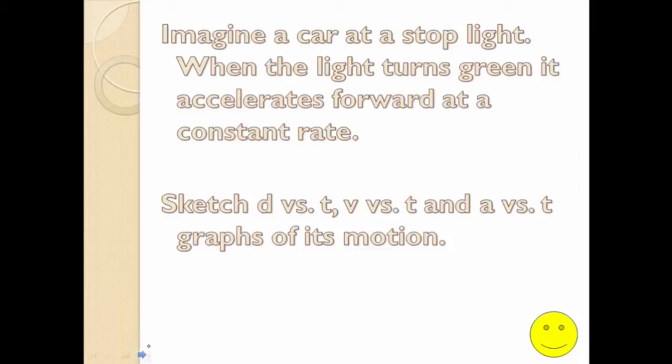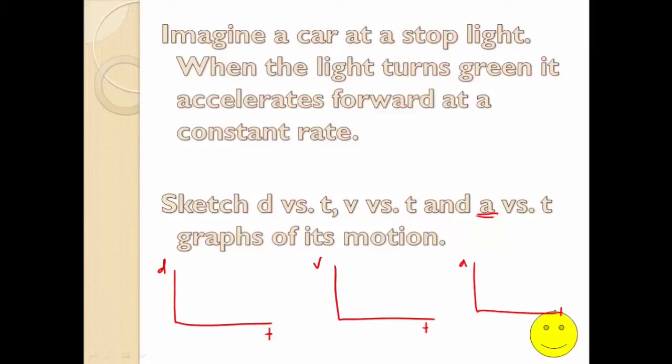So let's take a look at something like this. Imagine a car at a stoplight. When the light turns green, it accelerates forward at a constant rate. What would a d versus t, v versus t, and an a versus t graph look like? Well, this is different from the examples I just used. Why? Because now we actually have some acceleration involved. So when I talk about a sketch, it should look something like this. Very simple. You have d, you have t, you have v, you have t, you have a, you have t. And that's it. From this, you should be able to sketch decently what this looks like.